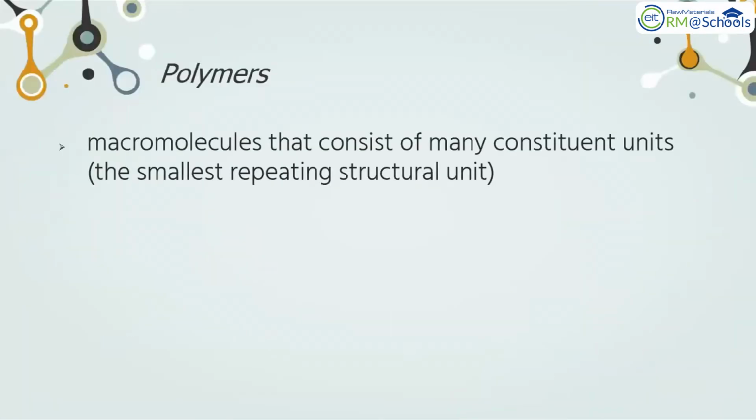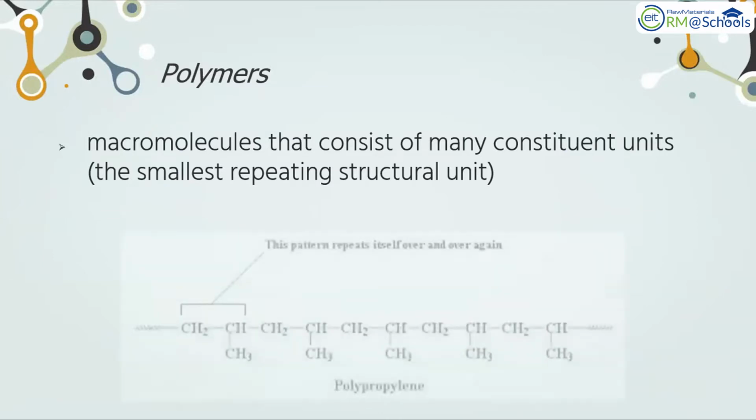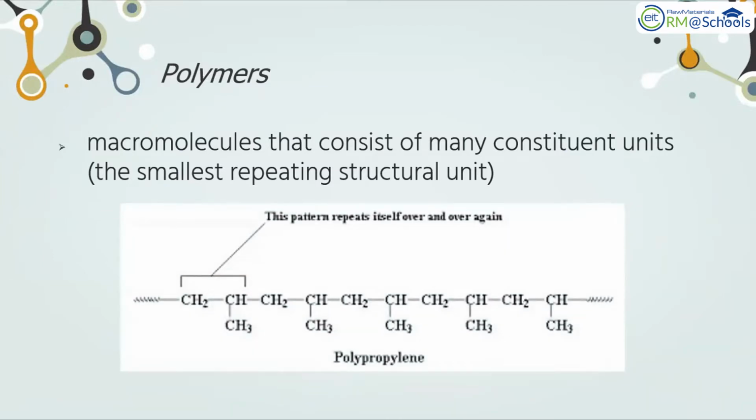First, we will start with the term of polymers. Polymers are macromolecules that consist of many constituent units. Constituent units are the smallest repeating structural units. The smallest repeating unit is called a mer. The term polymer is derived from the Greek words poly and mers, meaning many parts.